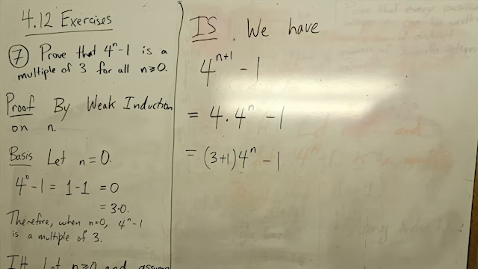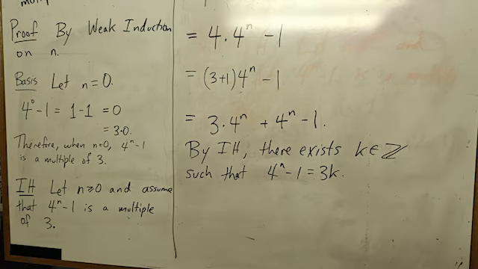Okay, and now let's expand this and see what we get. What we get is 3 times 4 to the n plus 4 to the n minus 1. And now we are in good shape because I can use the inductive hypothesis. I have a 4 to the n minus 1 here, and I know that that's a multiple of 3. So by induction, I can replace the 4 to the n minus 1 with a 3k for some integer k. So let me show you how to write that.